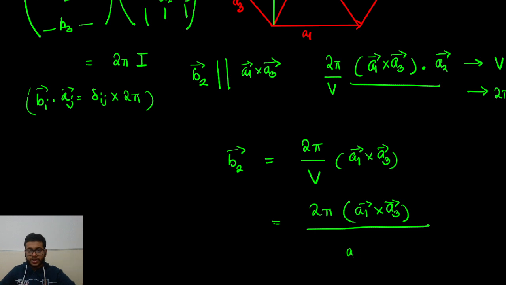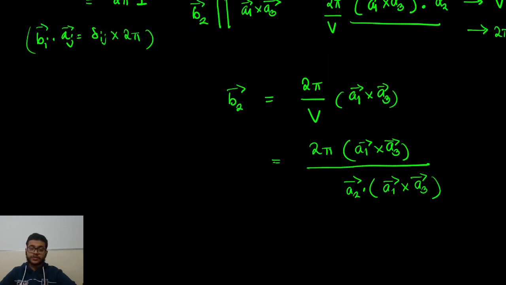V is basically A2 cross A3, and A1 dotted with that. Okay, so this is done. So that is how we get B2. Basically, it is A1 cross A3, but scaled in such a way that when it is dotted with A2, it will give us 2 pi as an answer. So we get the primitive lattice vectors of the 3D cell.